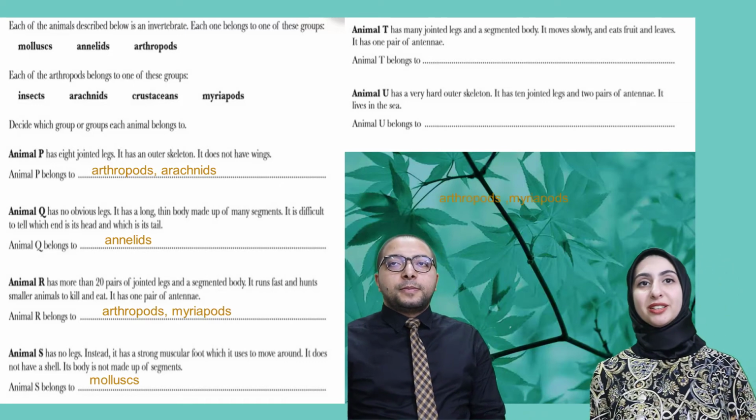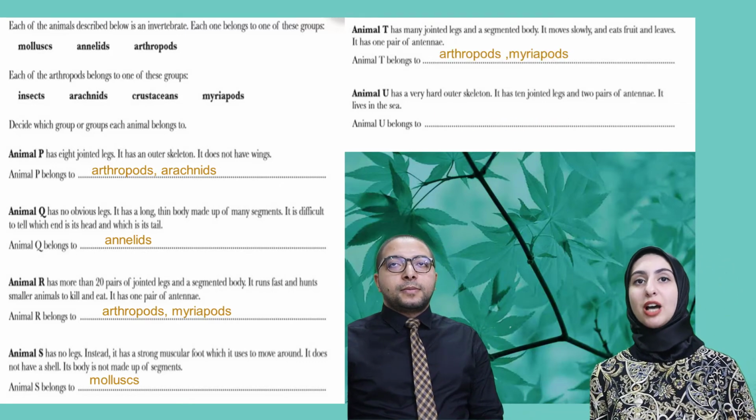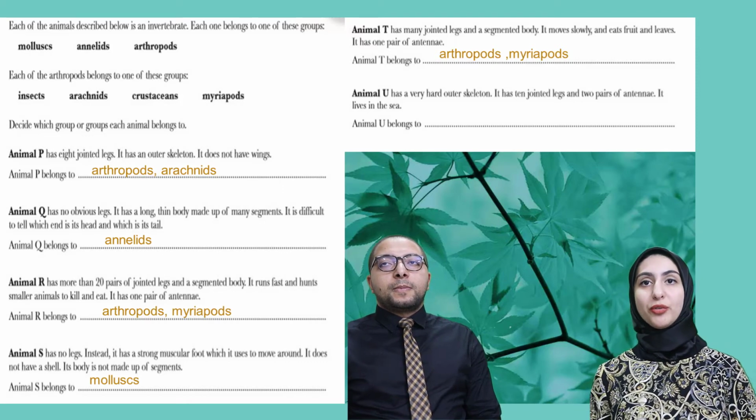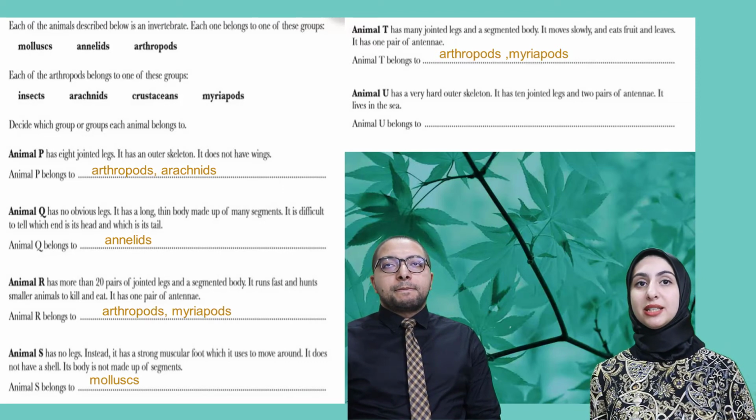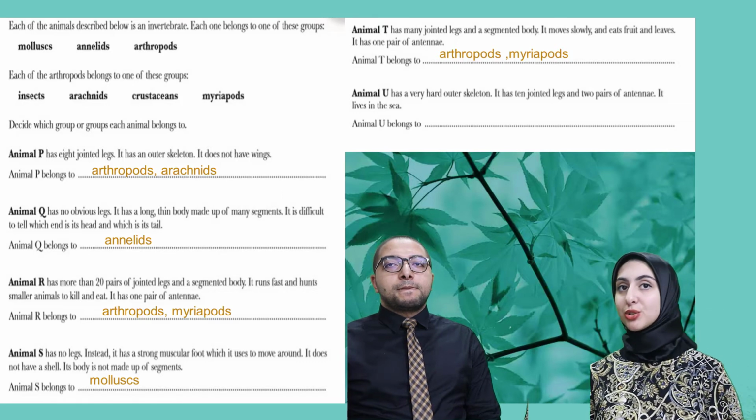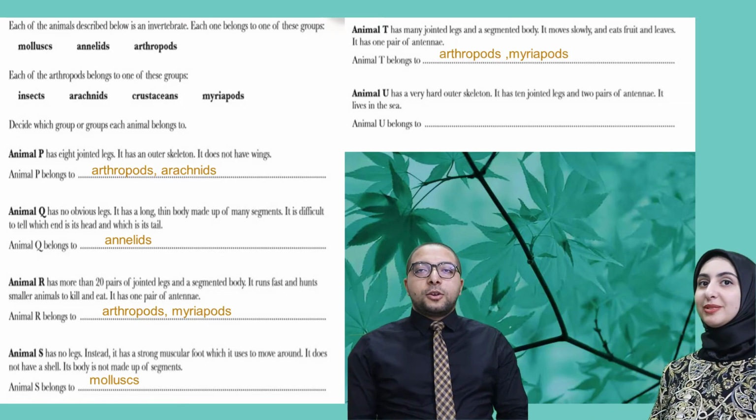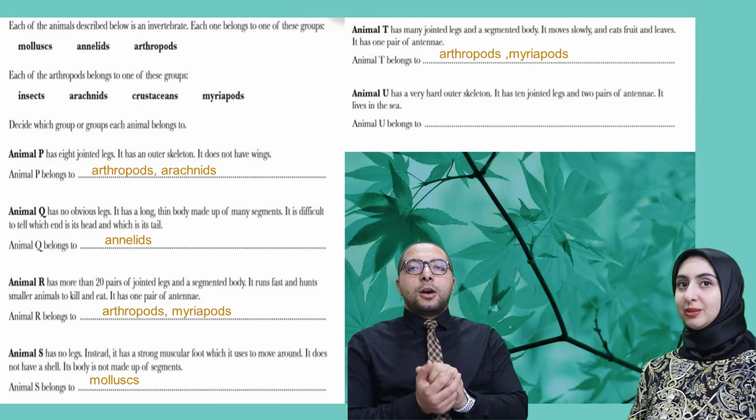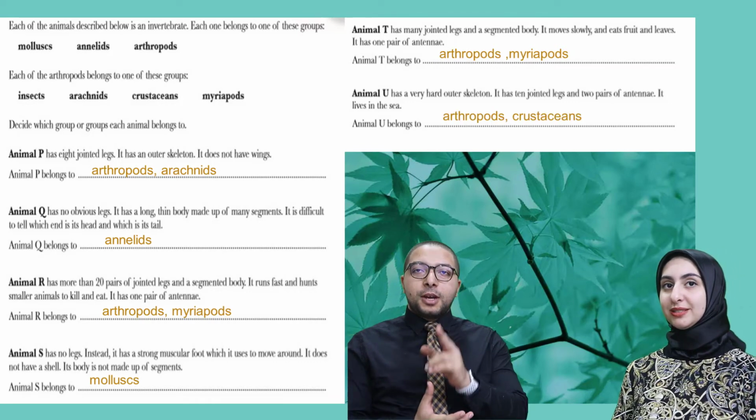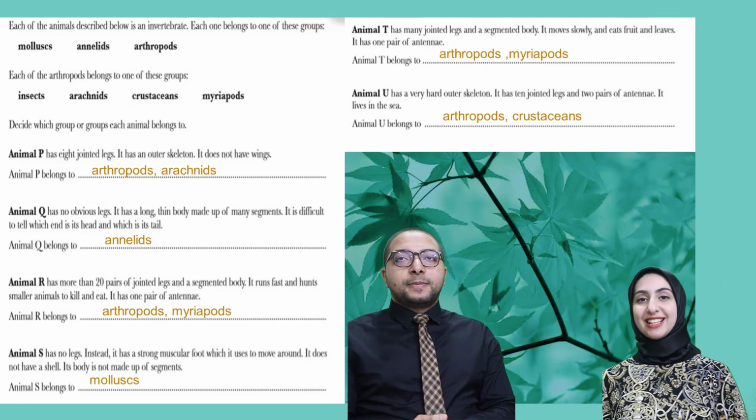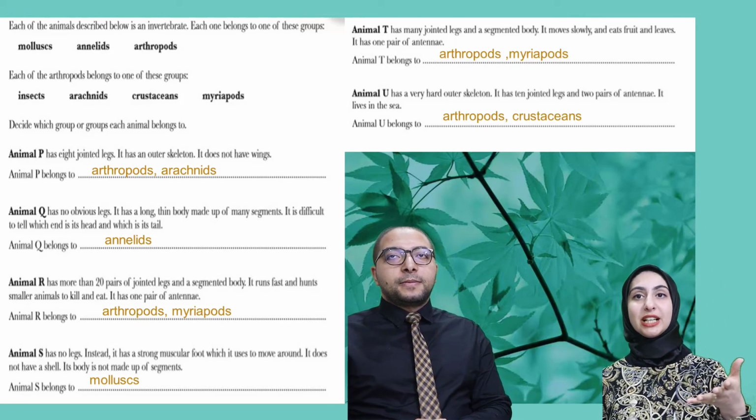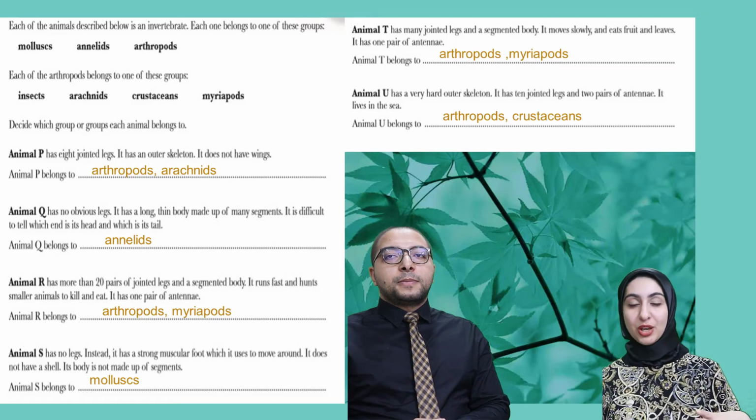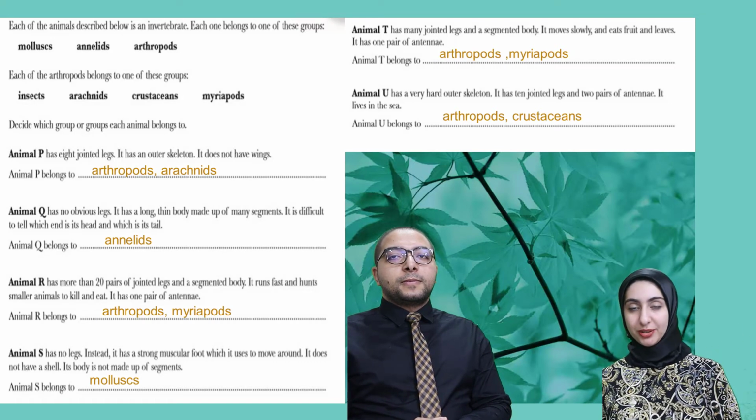Yes, perfect. Animal U has a very hard outer skeleton. It has 10 jointed legs and 2 pairs of antennae. It lives in the sea. So animal U belongs to? Crustaceans, because of the hard outer shell that characterizes the crustaceans among the other arthropods. Keep it in mind and don't forget it. Yes, exactly. And also most of the crustaceans, for your information, year 7, live in the sea, or they live in the water.